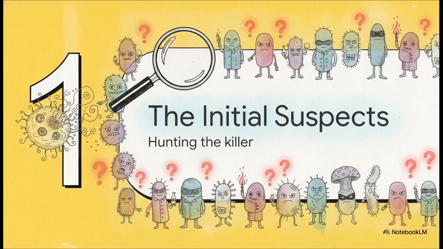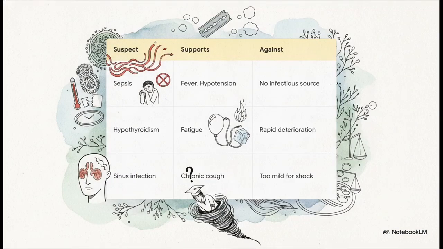That brings us to Section 1, the initial suspects, as the team begins hunting the killer to figure out what exactly is attacking this young man. Let's map out the team's deductive logic here, weighing the evidence for and against each potential suspect. First up, sepsis. It perfectly fits his fever, his low blood pressure, and just how generally toxic he looks. But the catch, there is absolutely zero clear infectious source and his lab cultures are completely blank.